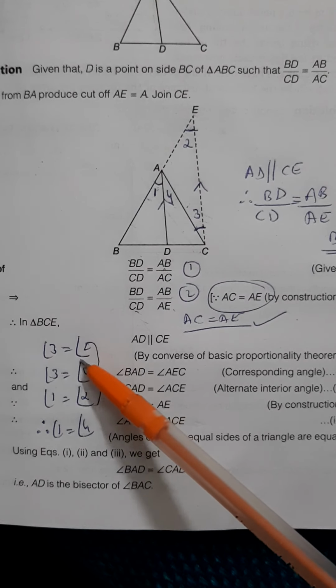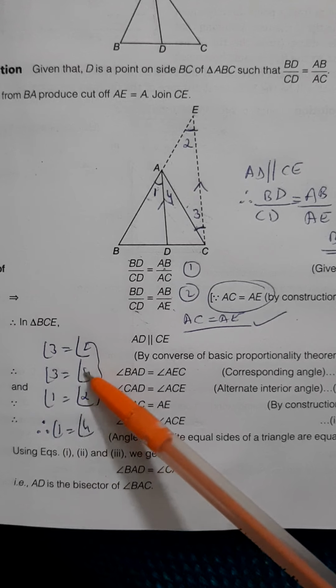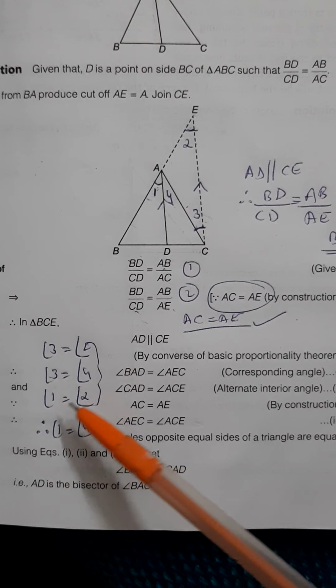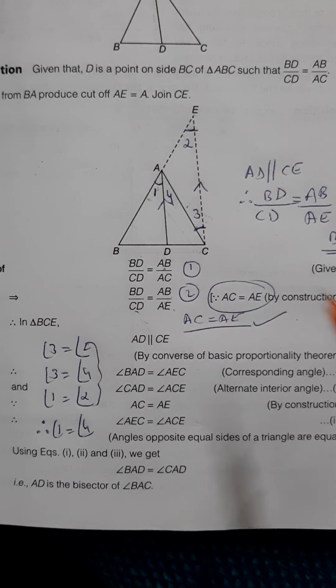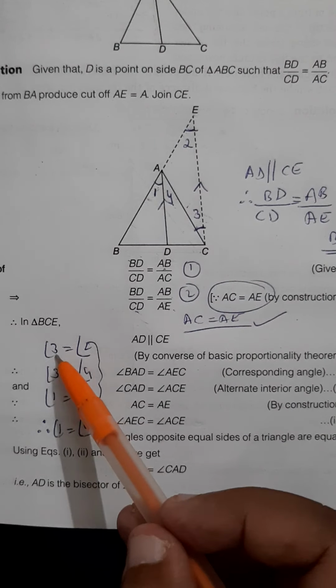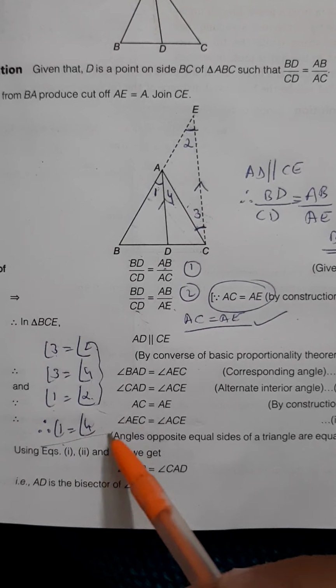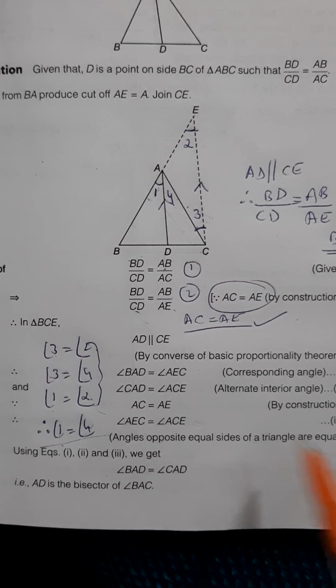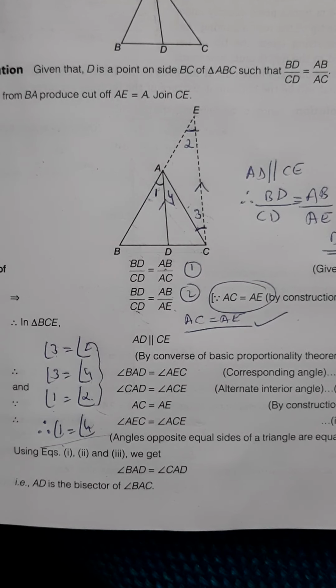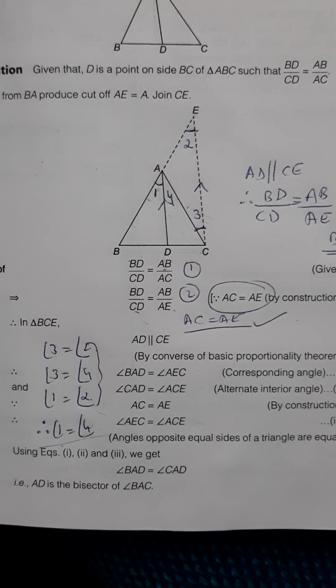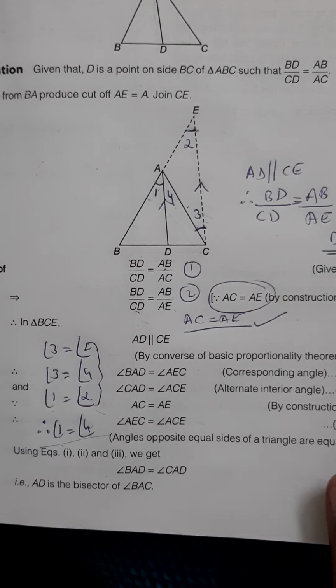Now 3 and 4 are equal because they are alternate angles. 2 and 1 are equal because they are corresponding angles. So what have I done? I have replaced 3 with 4 and I have replaced 2 with 1. So we get 1 is equal to 4, and hence we get the required result that AD is the bisector of angle BAC. Then the last question.